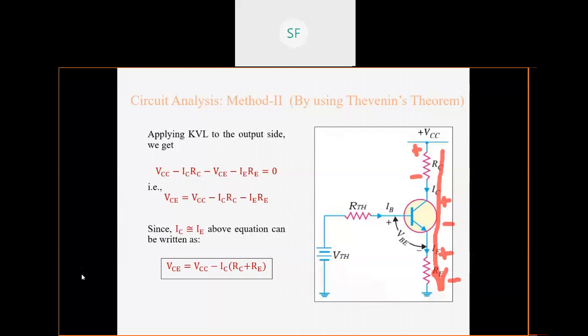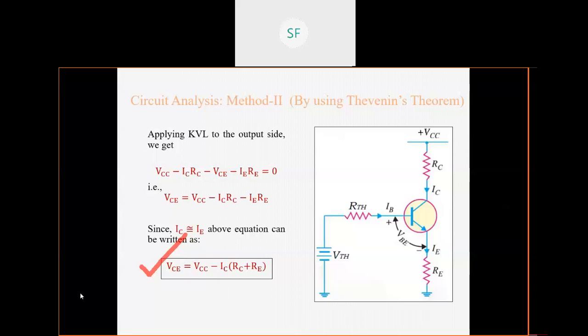Okay, again I have collected the term VC on one side and the remaining terms are taken on another side. So I am getting this particular equation. Again we know that IC is approximately equal to IE. So the final formula for VC for method 2 will become VCC minus IC into (RC plus RE). It is exactly equal to the formula of VC for method 1 also.